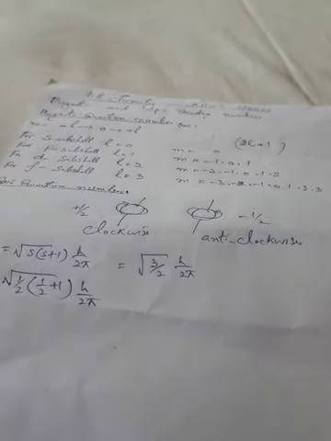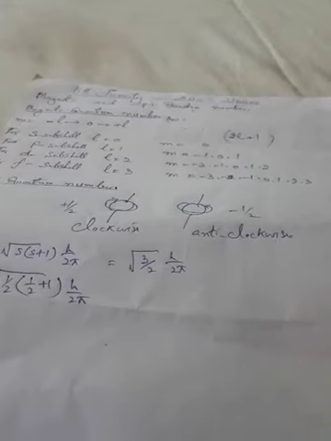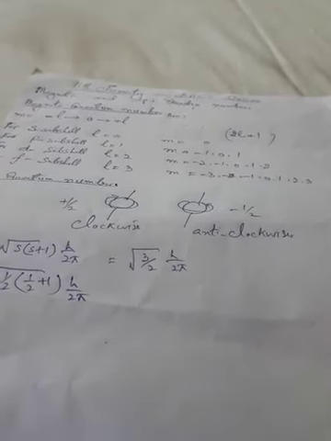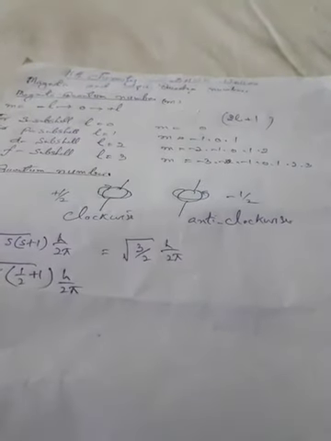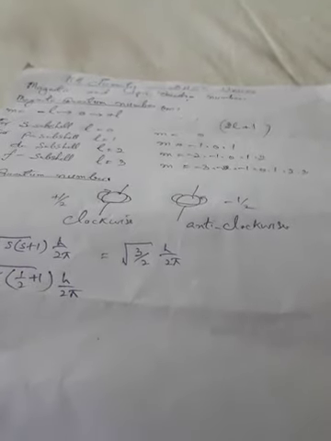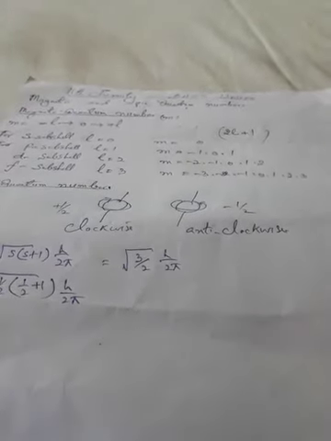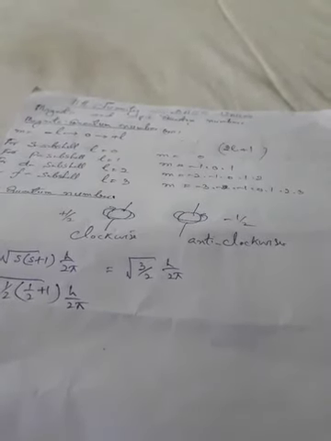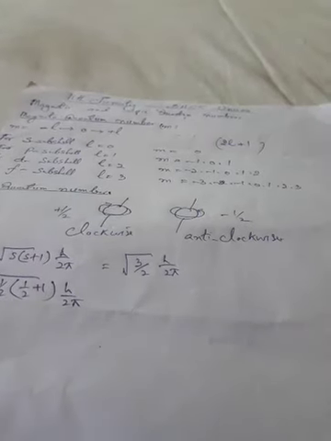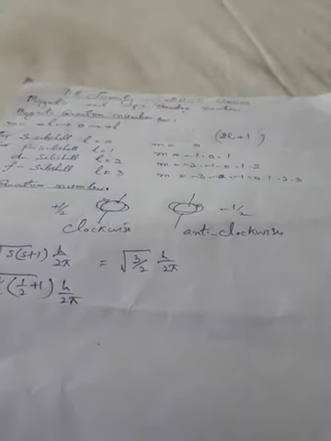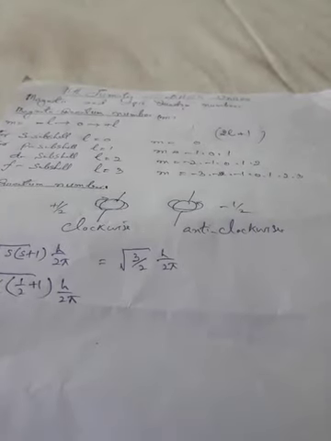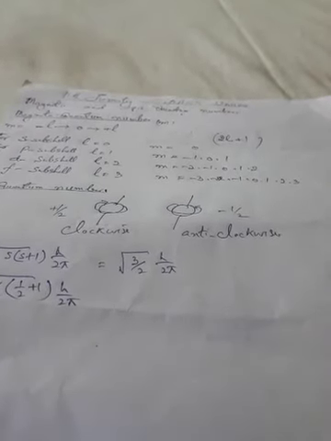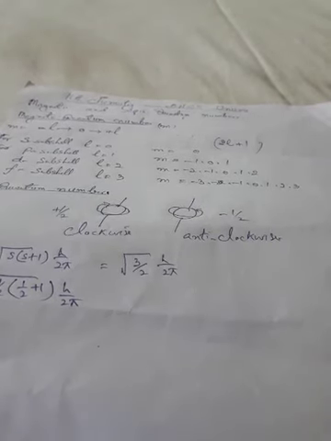Now as far as the azimuthal quantum number is concerned, it gives us the number of subshells which are present in the main shell, and it also gives us the angular momentum of the electron in a particular subshell. This quantum number also gives us the shape of the electronic cloud around the nucleus of an atom.